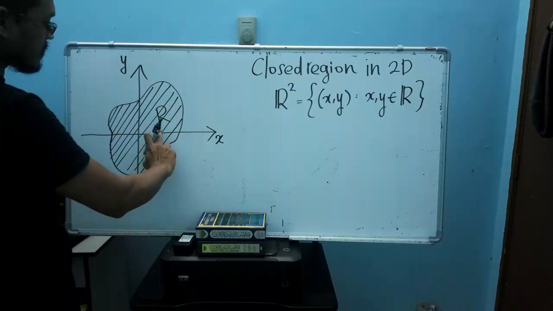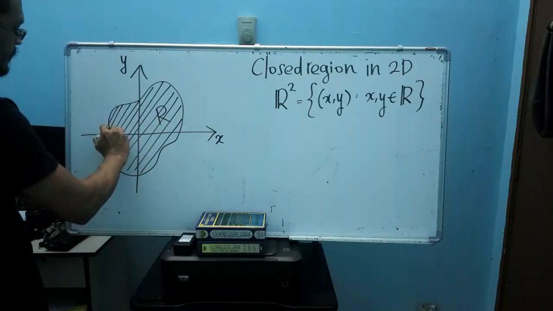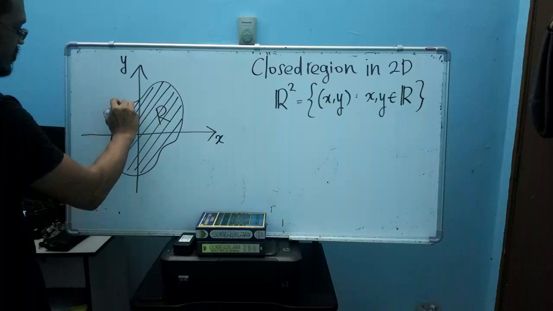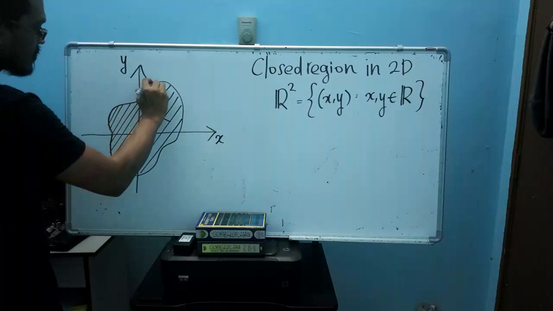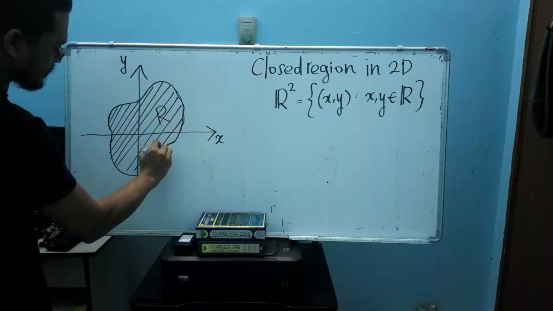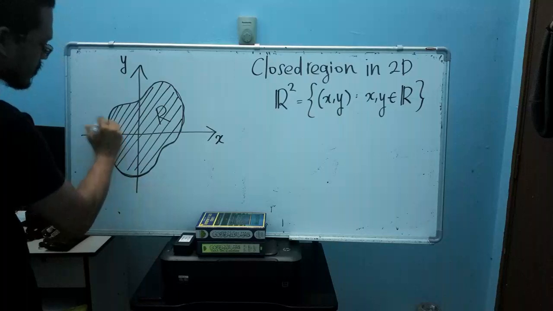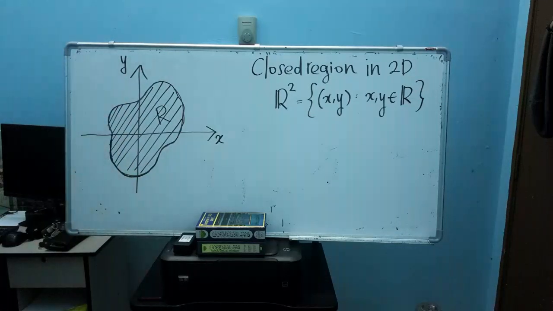Sorry, not closed curve region, closed curve boundary. So we have a closed curve boundary. This one is a closed curve. Therefore we call our R here closed, a closed region in two-dimensional.